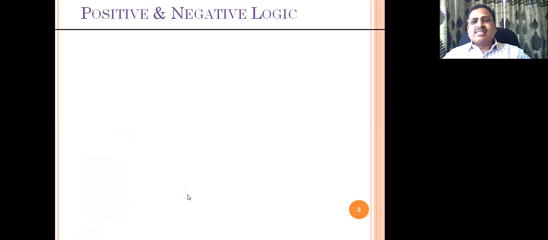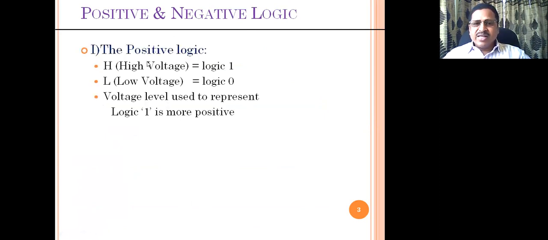Let me explain the concept of two different types of logic used in logic circuits, that is positive logic and negative logic. Meaning of positive logic: as I told, voltage levels are used to represent logic 1 and logic 0. If high voltage, H, is used to represent logic 1 and low voltage, L, is used to represent logic 0, then it is known as positive logic.